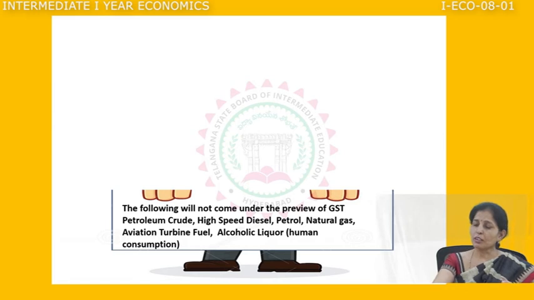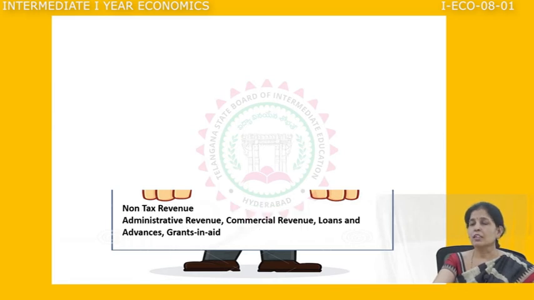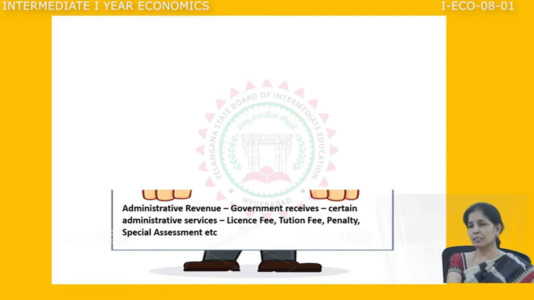Let us talk about the other side, that is non-tax revenue. For tax revenue, we have seen direct taxes and indirect taxes. Under non-tax revenue, we have administrative revenue, commercial revenue, loans and advances, and grants in aid. Let us see each one of them. The first one is administrative revenue. The government receives certain administrative services.